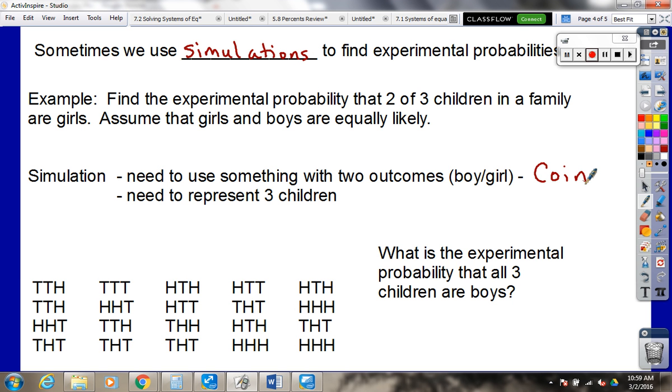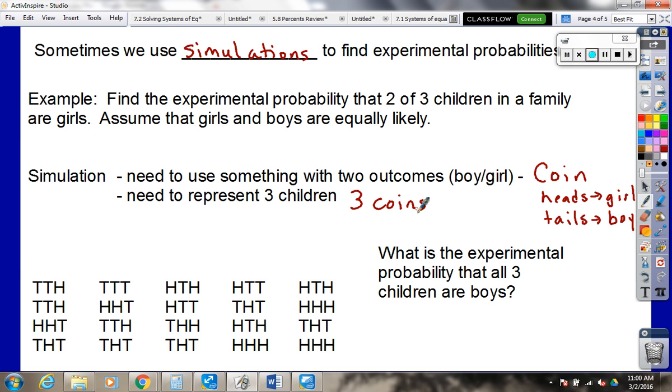Now I need to represent 3 children. So this coin is going to tell me if it's boy or girl. I'm going to make heads be a girl, and tails be a boy. So I'm going to flip a coin to tell if I need a girl or a boy. How many coins am I going to need? How many children am I trying to figure out? 3. Yeah, so those of you who are showing me 3 fingers, that's right. I'm going to use 3 coins.